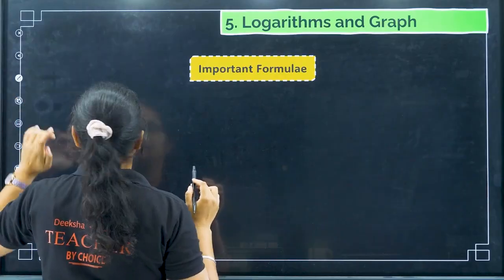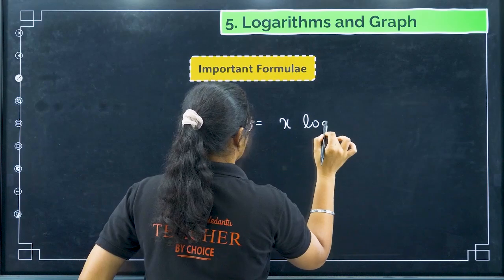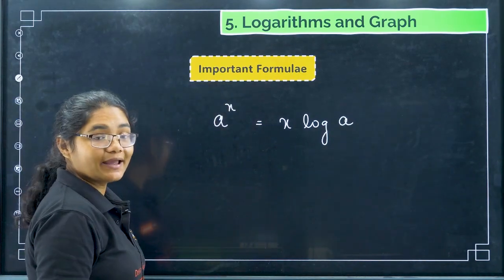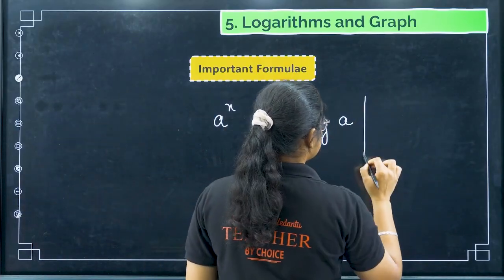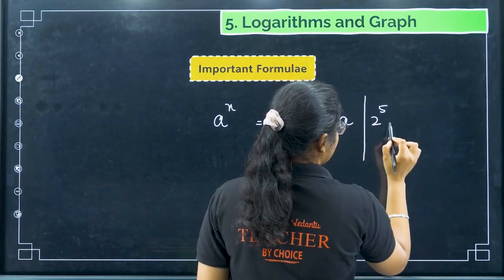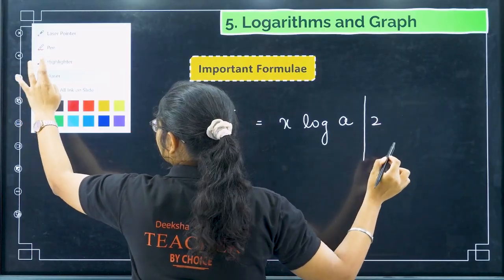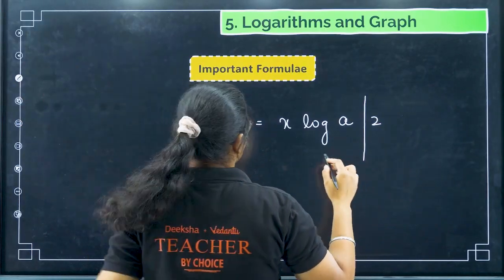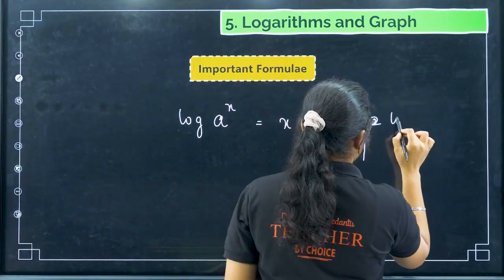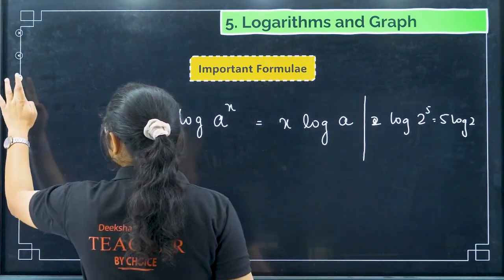I can just write like this. See, log of a to the power of x is equal to x log a. This is the first thing that you should be knowing. Okay, log a to the power of x is equal to x log a. So if I write log of 2 to the power of 5, that means 5 log 2. Okay, clear this one, the first formula.